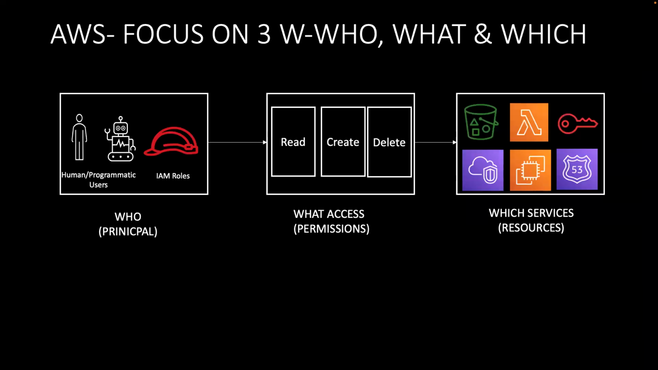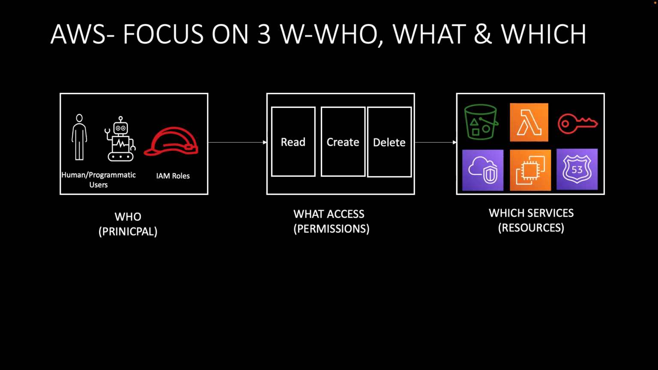Before we talk about CIEM further, let's have a brief look at the cloud provider permission model. To understand the permission model, in AWS we will be focusing on three W's: who, what, and which. It is basically who has what kind of access to which resources or services. In AWS, who is referred to as the principal. Who can be your human user, your programmatic user, or your IAM roles.